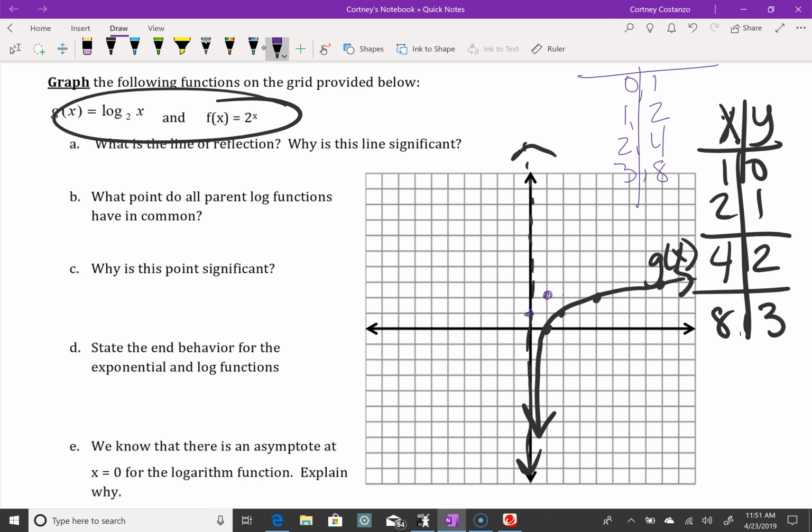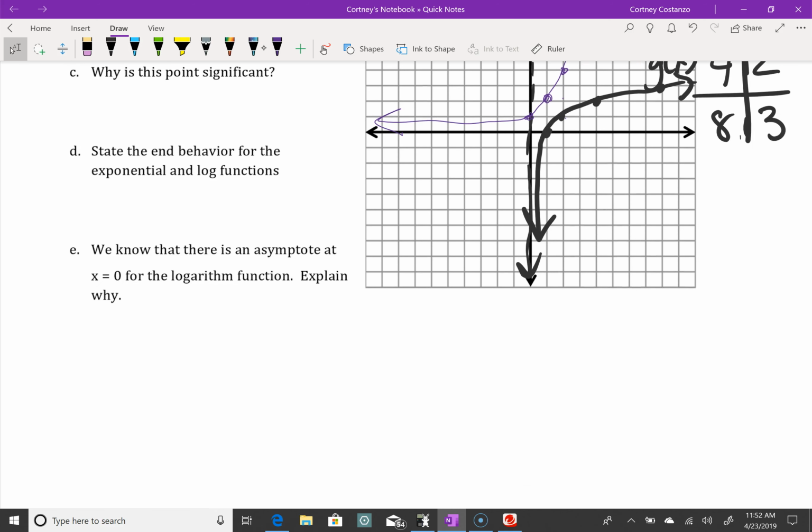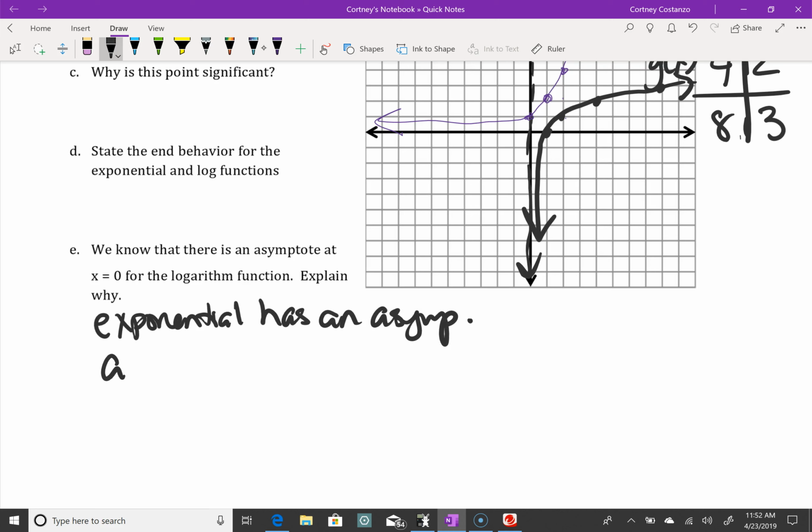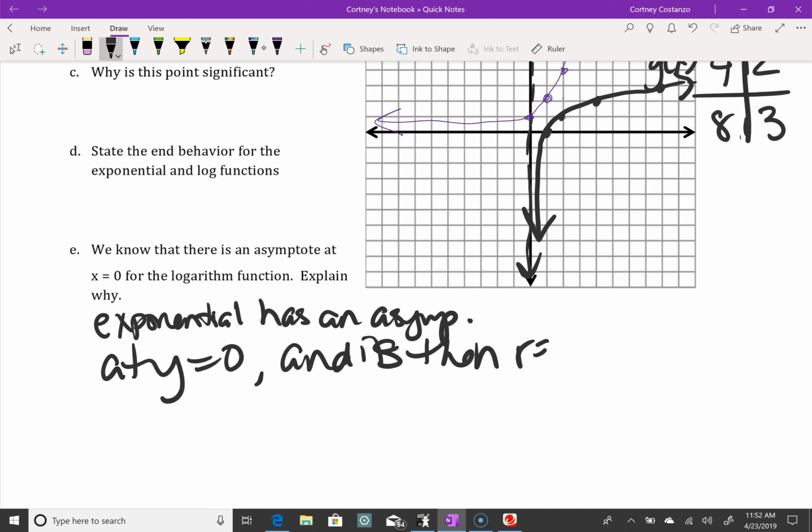which you probably learned about or reviewed about a couple days ago. And that has a horizontal asymptote, so that one will never equal the x-axis. So if we know that there is an asymptote at x equals 0 for a log, explain why. Well, it's because the exponential has an asymptote at y equals 0 and is then reflected.